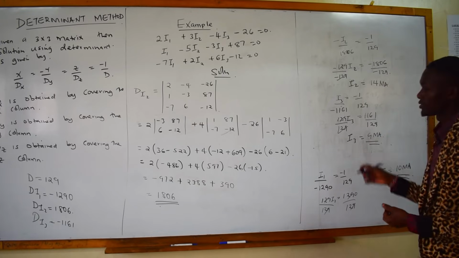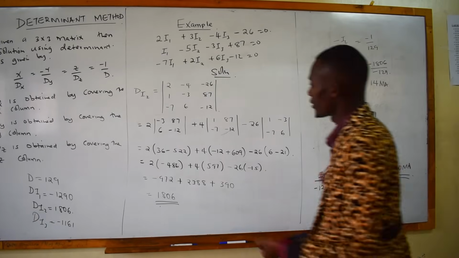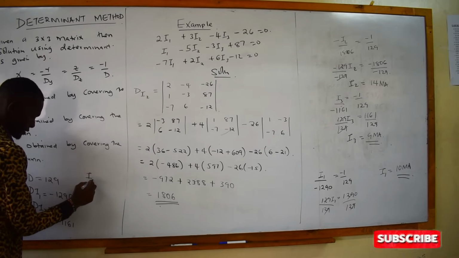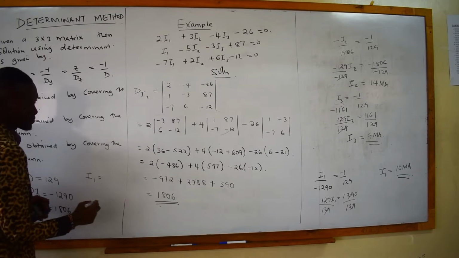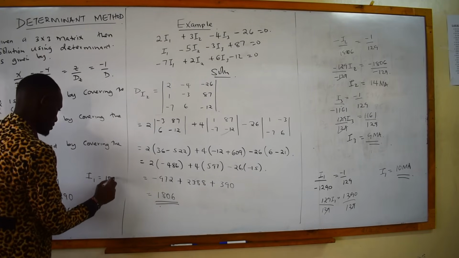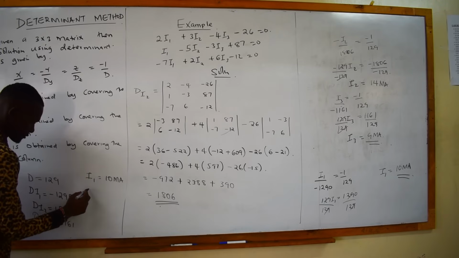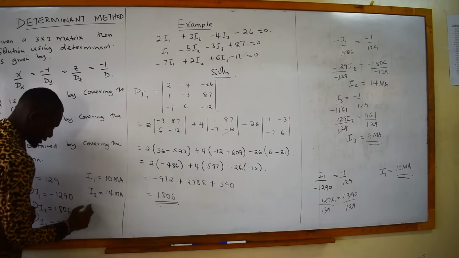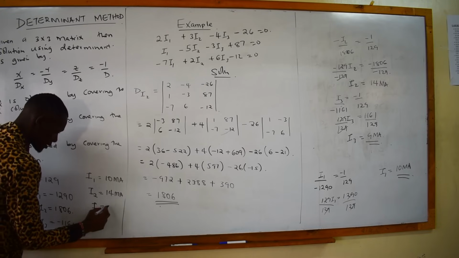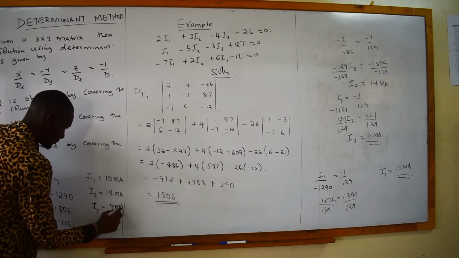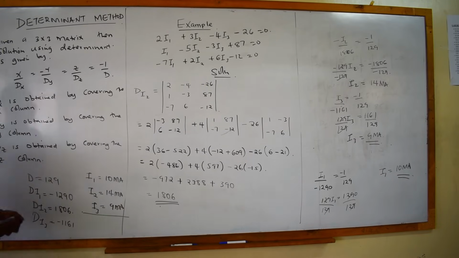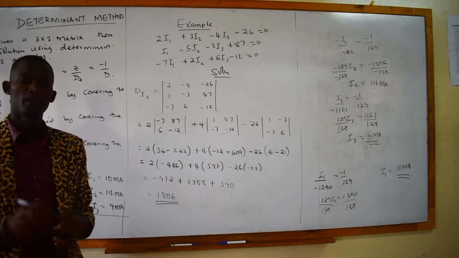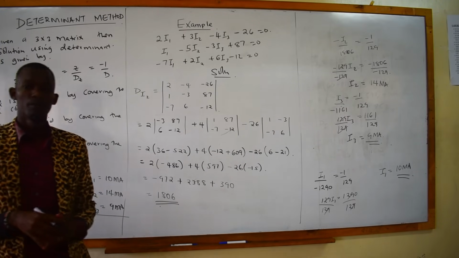So therefore, in general, our value for I1, I2, and I3 are given by: I1 is given by 10 amperes, then we have I2 given by 14, then I3 given by 9. And that is how you solve 3 unknowns or 3 simultaneous equations using the determinant method.